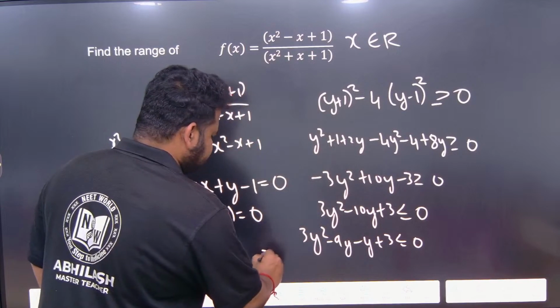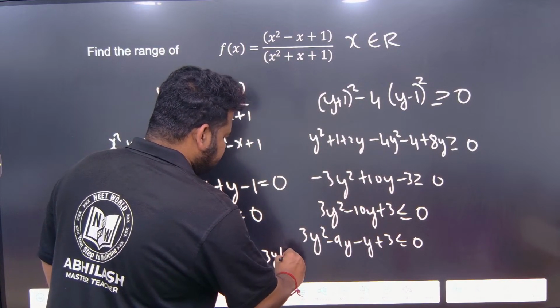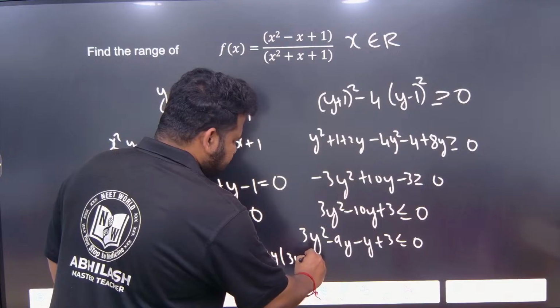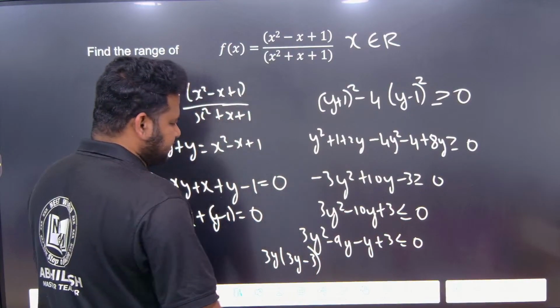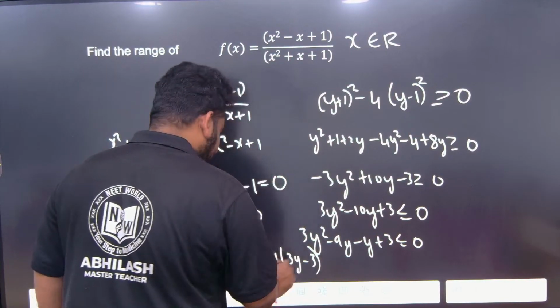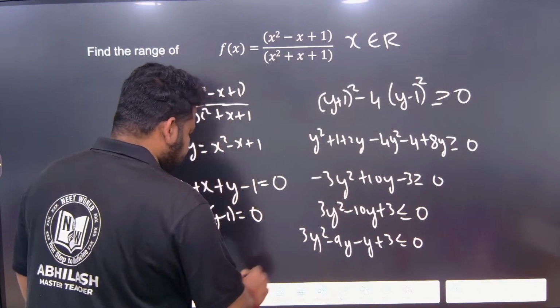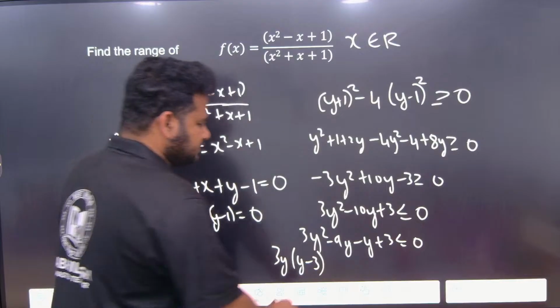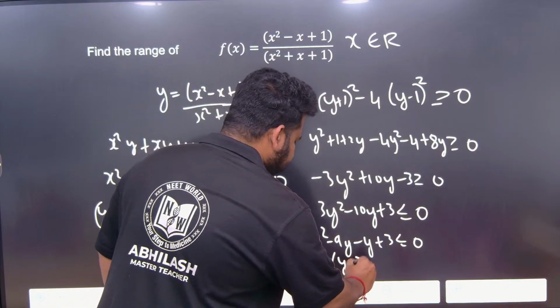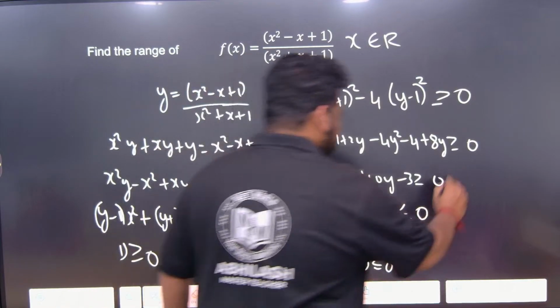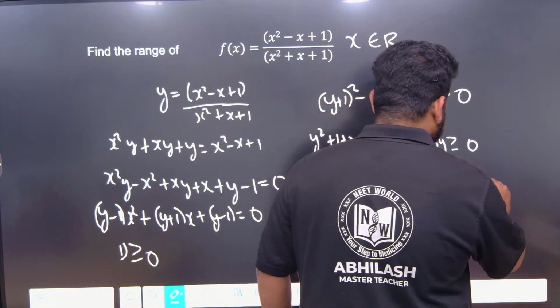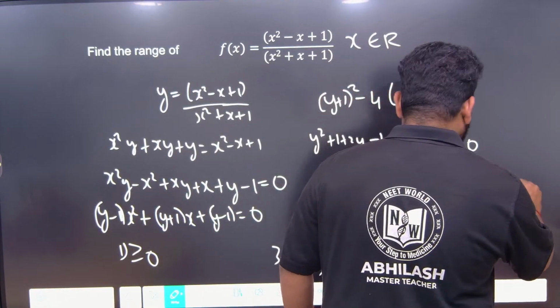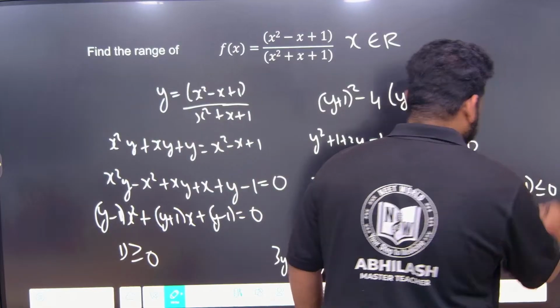So what will I get? 3y, I can take common. This will become 3y minus 3. Correct? Just wait, y minus 3. This will become 3y. If I take common, this will become y minus 3 minus y minus 3 is less than or equal to 0. So here I can write y minus 3 into 3y minus 1 is less than or equal to 0.